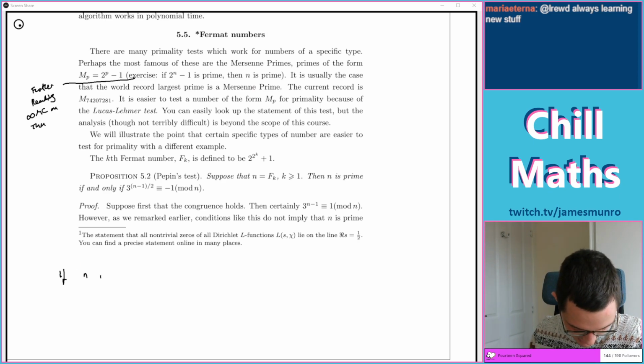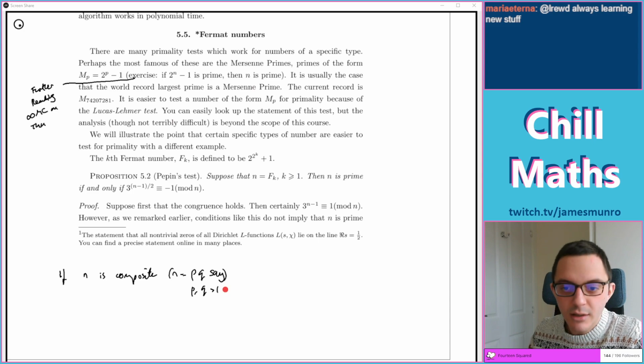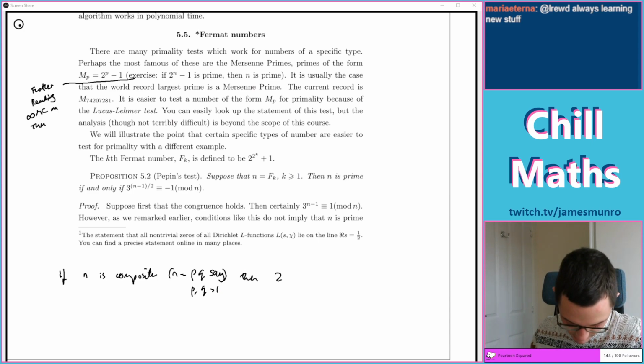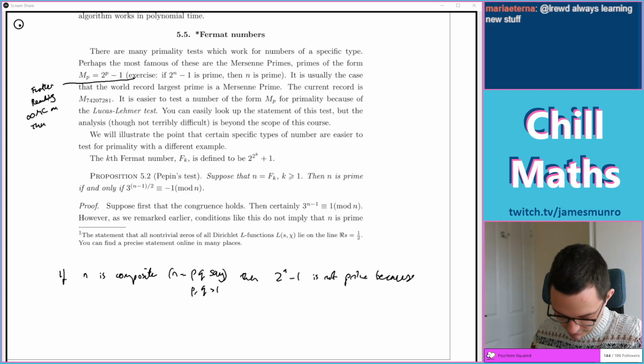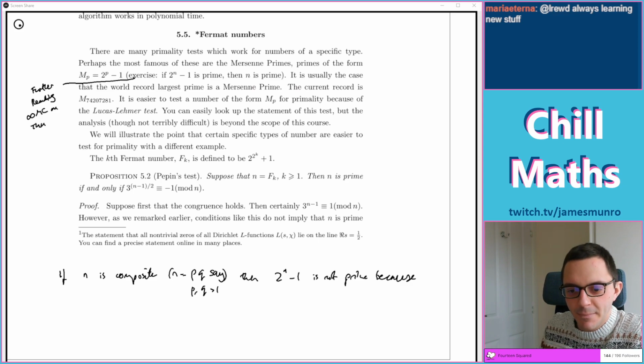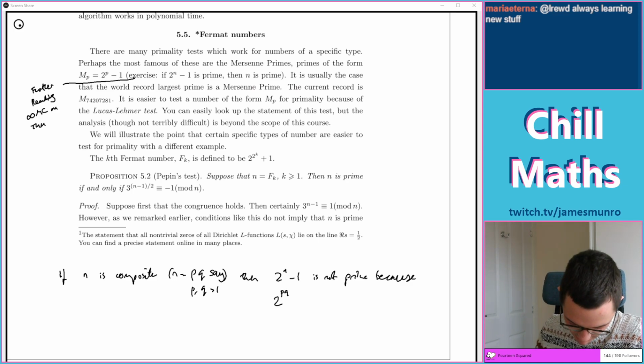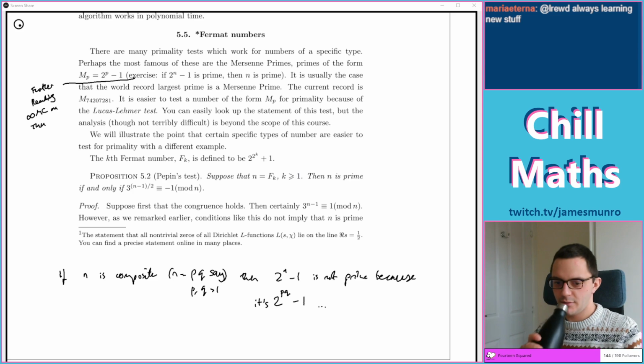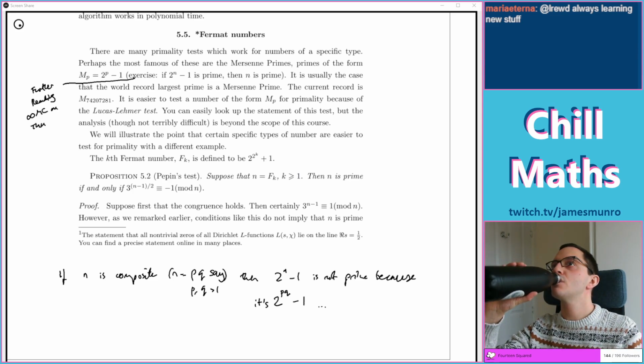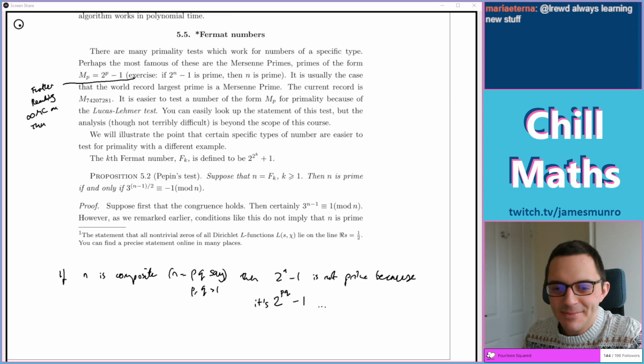So if n is composite, let's say n equals pq, with both bigger than 1, then 2 to the n minus 1 is not prime, because I've gone for the confident play of just writing it out. So that would be 2 to the pq minus 1, dot dot dot, fill in rest of proof. And I think I might leave this as an exercise for chat at some point.